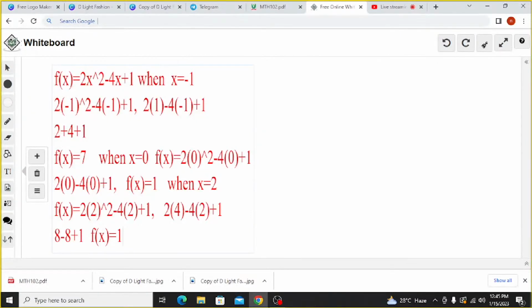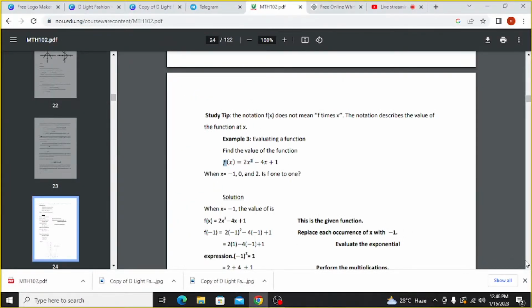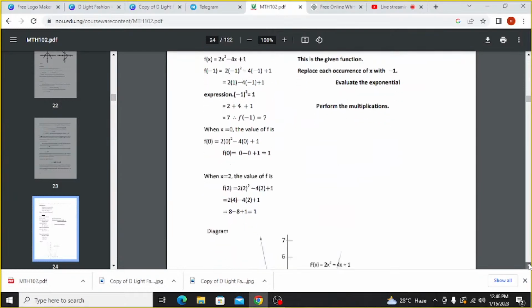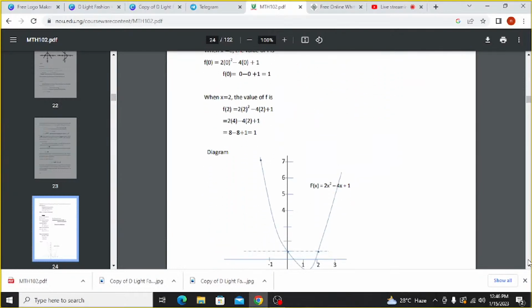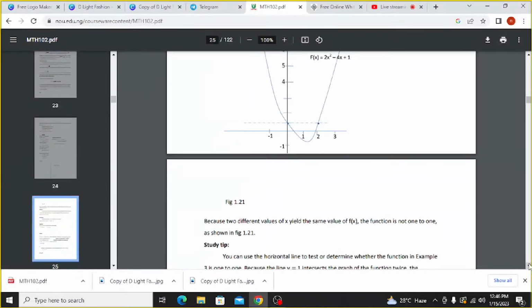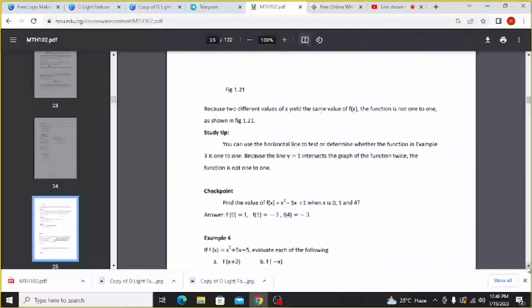So the first function value is 7, while the second one is 1, and the third one is also 1. So this type of function is not one to one, because we have two ones. So the first one is 7, so it is not a one to one function. So that is an example. The function is not one to one. So that is how to find our notation in function.